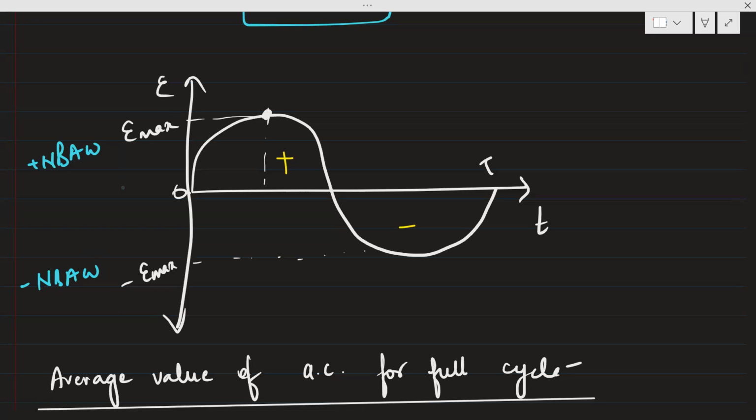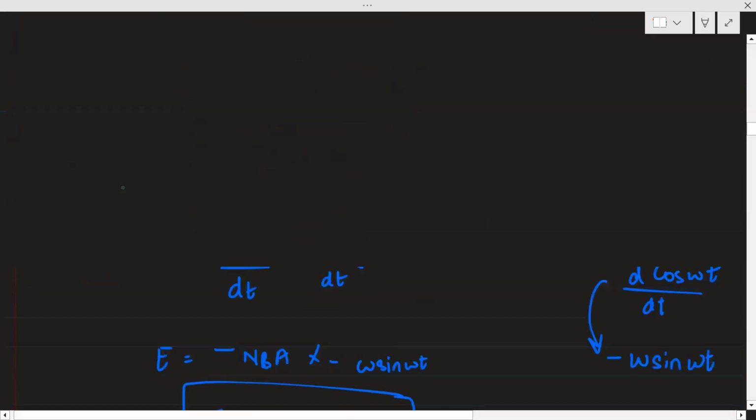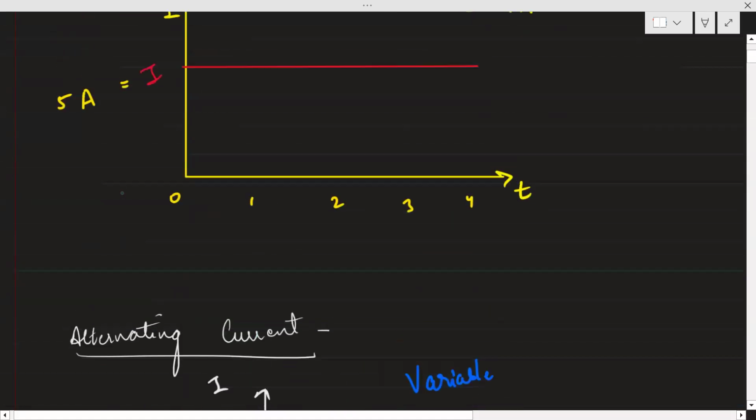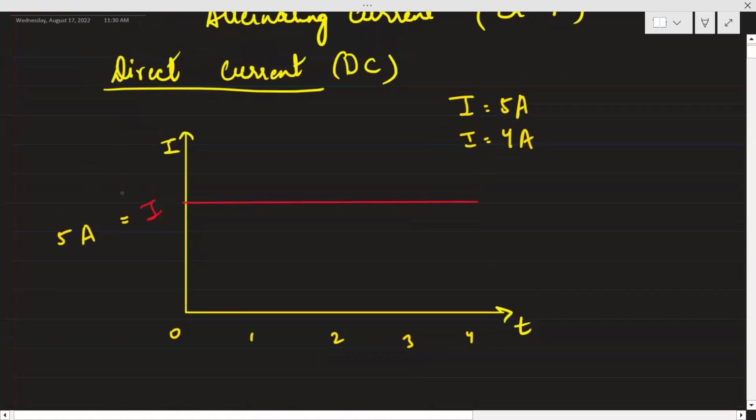Okay, so there are one or two derivations that we'll discuss. Just do one thing. Till this part, just take the screenshots of the derivation and write it in your notebook.